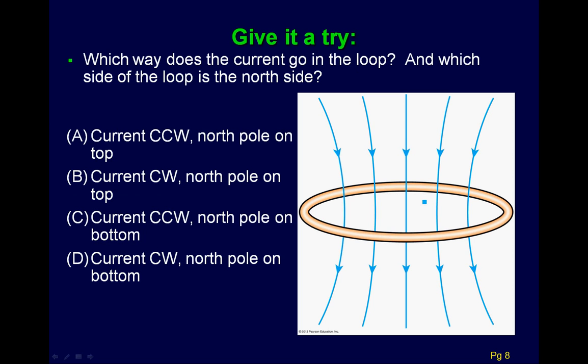Here's another example, kind of doing the opposite. Here we have the magnetic field lines. I want to know what direction you think the current would be in this loop, and then which side would the North Pole be? So give this a try and let's see what you think.